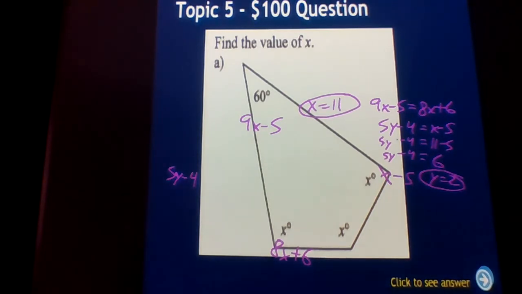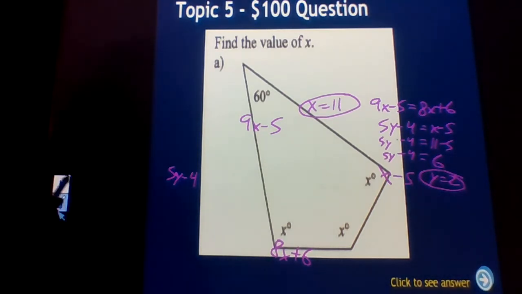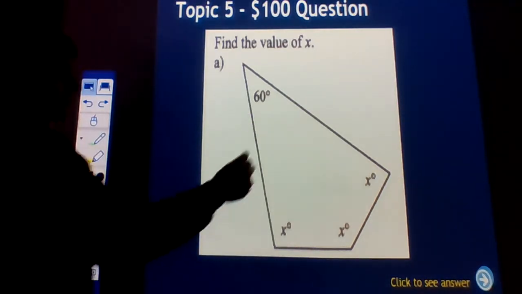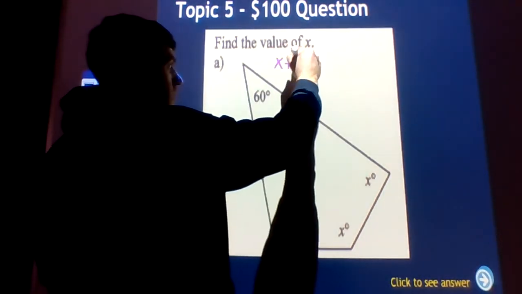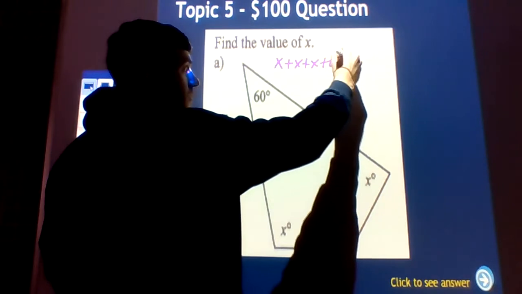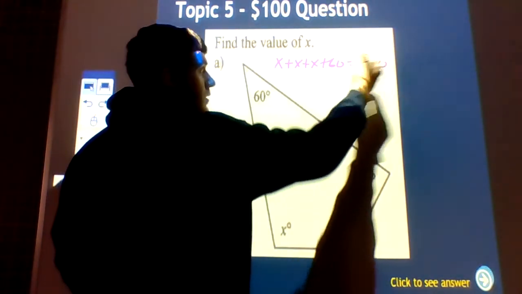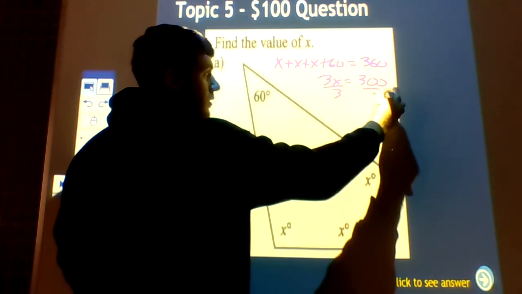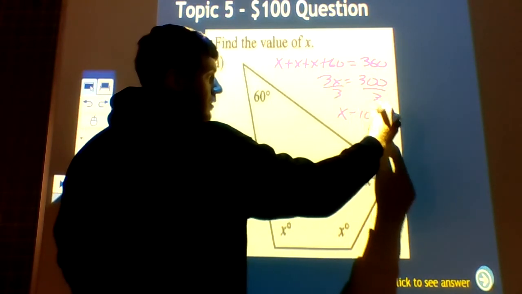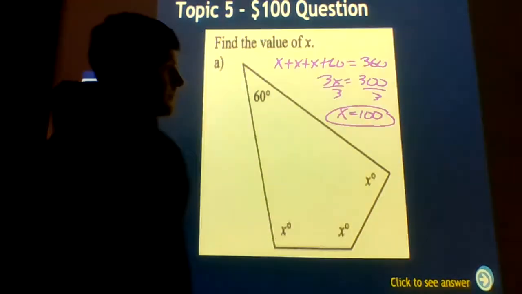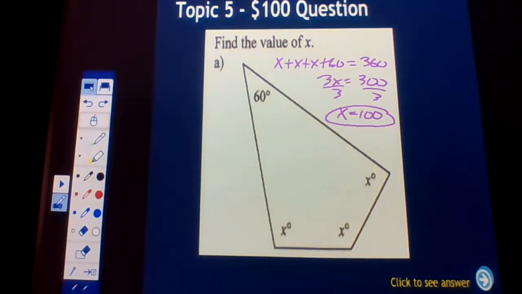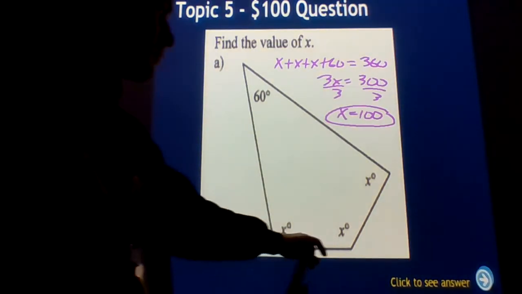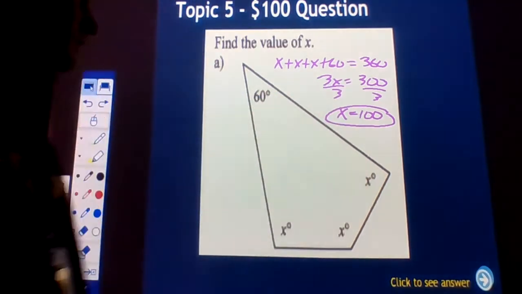This is a quadrilateral. We know that the angles of a quadrilateral add up to 360. So we know that x plus x plus x plus 60 equals 360. So 3x equals 300. Divide by 3, x equals 100. Fairly straightforward. 100 plus 100 plus 100 plus 60 equals 360.